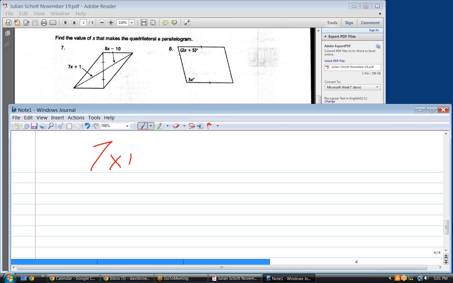7x plus 1 plus 8x minus 10. If this has to be equal to that, then we want to say it's equal to 8x minus... In other words, this side, this length right here, has to be the same as that length if it's a parallelogram. If it was not a parallelogram, it wouldn't have to be.